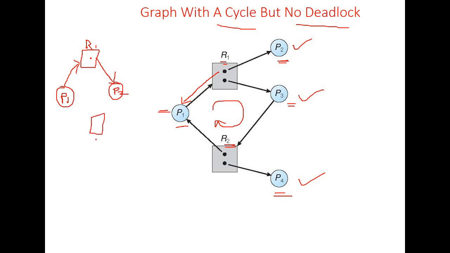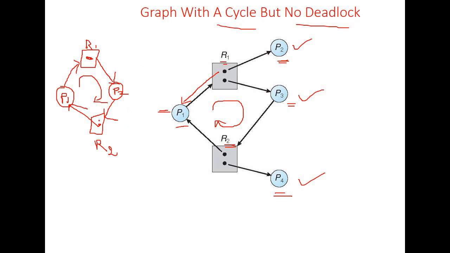Here R2 is also a single instance. P2 is waiting for R2, but R2 is assigned to P1. Now you see that here single instances are there. P1 is waiting for R1, R1 is allocated to P2. P2 is waiting for R2, R2 is allocated to P1. That forms a cycle. So either P1 or P2 should complete its execution, but they cannot go for execution because they are waiting for one more resource. So this forms a cycle, and this leads to a deadlock state.